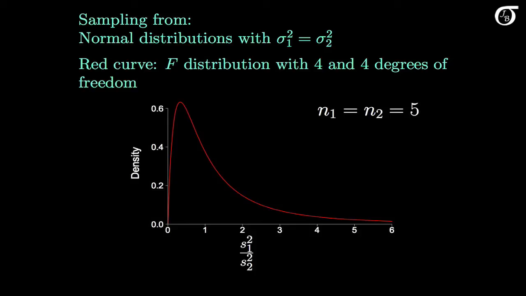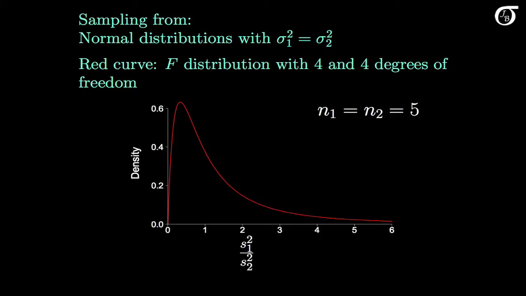In this scenario, the ratio of sample variances S1 squared over S2 squared has an F distribution with 4 degrees of freedom in the numerator and 4 degrees of freedom in the denominator. That's what this red curve represents. We can see that for these sample sizes, the distribution of the ratio of sample variances has some pretty strong right skewness. That skewness is going to decrease as the sample sizes increase.